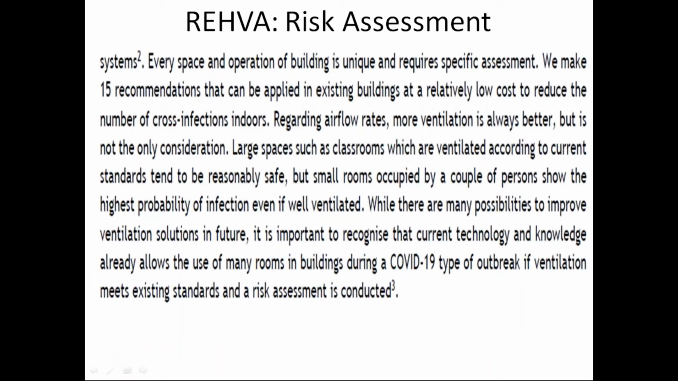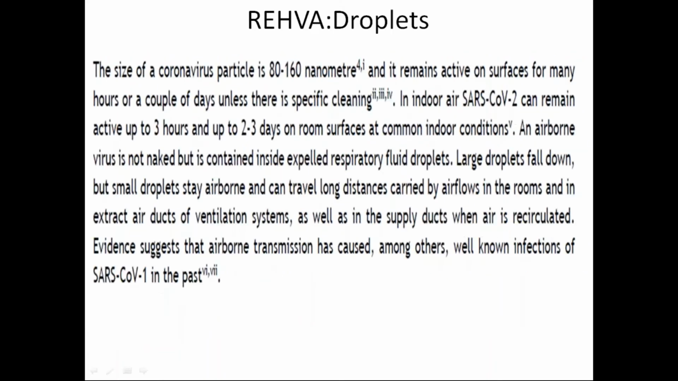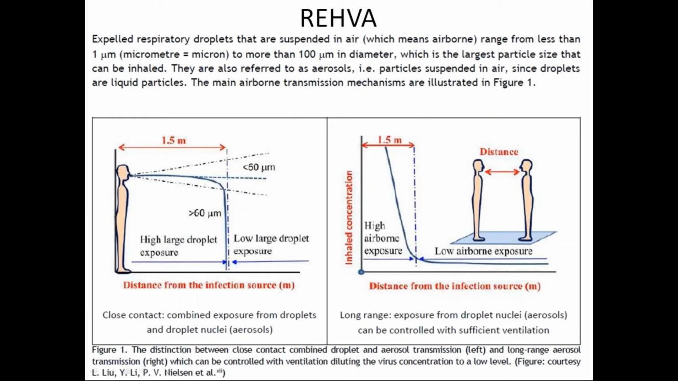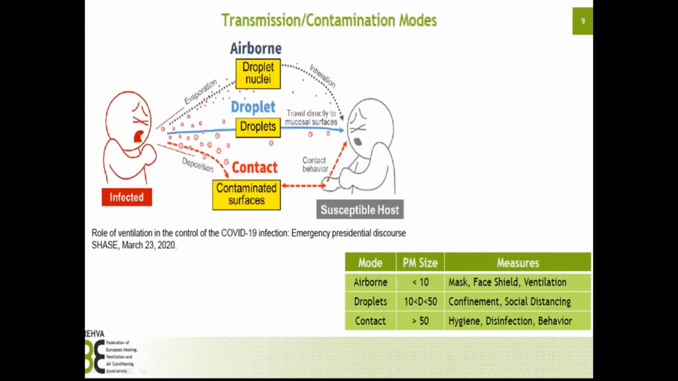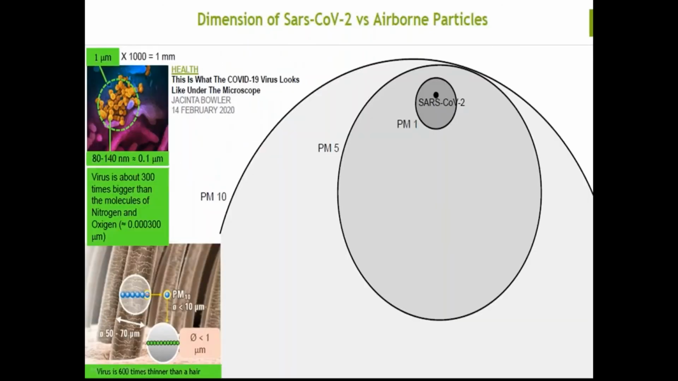REHVA also picked up on the importance of risk assessment, droplets, and the importance that the larger particles fall closer to 1.5 meters and the smaller ones hang around for a distance further than that. With previous slides, we showed the importance of how the larger particles fall and the smaller ones travel. In summary, you can see that the droplet nuclei, which are the smaller ones, hang around; the virus sits inside the larger particle, dries out, and it can travel in the air. The larger particles fall. So that distinguishes airborne, droplets and contact. That's just showing the size of PM1 and the size of the SARS-CoV-2 droplet nuclei that we're talking about, which is 0.12 to 1 micron.